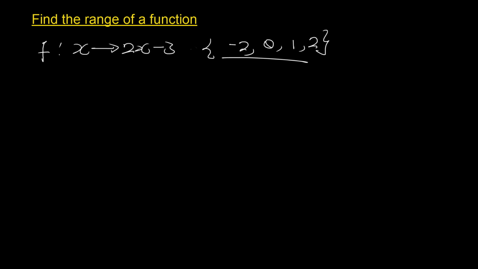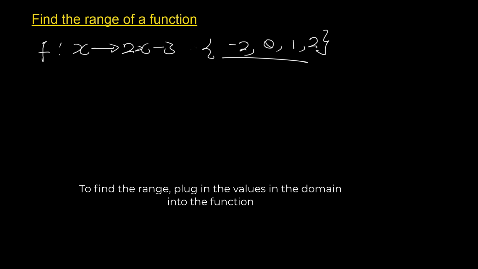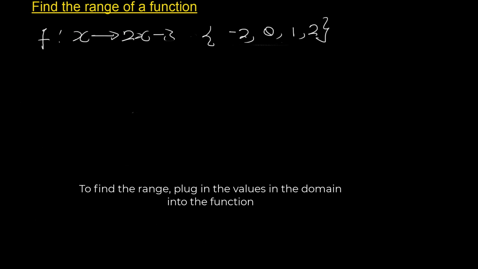So let's begin by defining a function on a domain. If we have f, this is the function and it is defined on the domain -2, 0, 1, and 2. The question is, how do we find the range? We recall that the range is the output when we give this function an input. So to get the range, we plug in the values in the domain into the function.